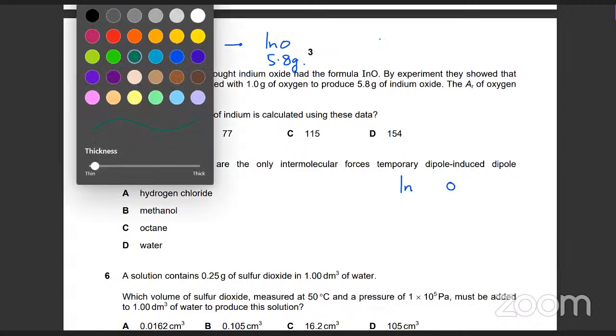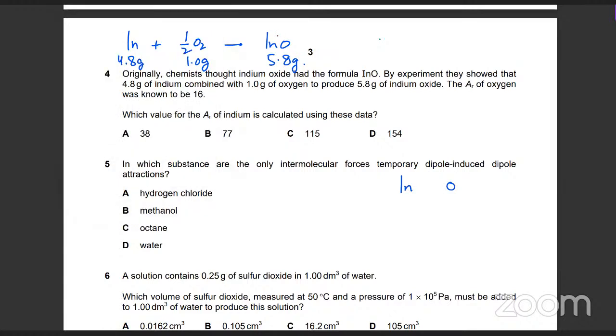One way of doing this is that the moles of indium and the moles of indium oxide are going to be exactly the same, right? Because according to the equation, it's 1:1. In the formula there's only one indium, so one indium forms one indium oxide. That means both will have an equal number of moles. So can you figure out the moles of indium?